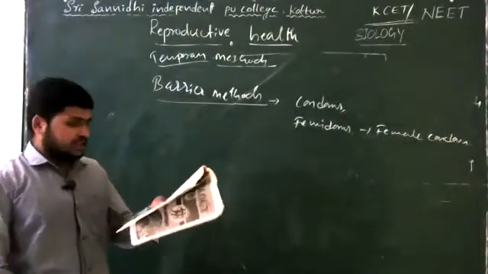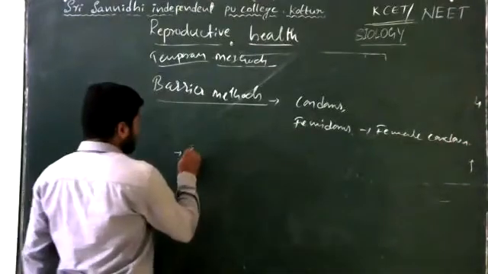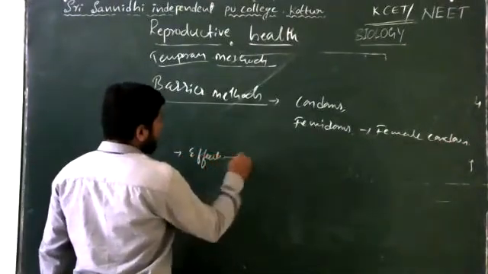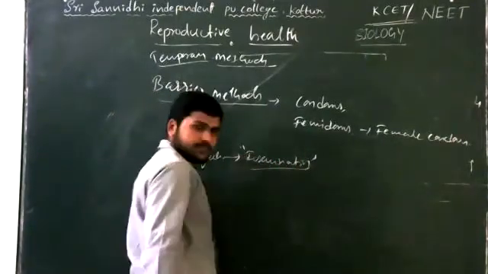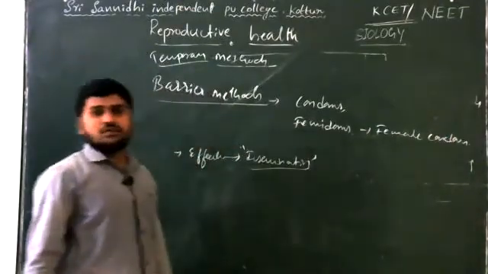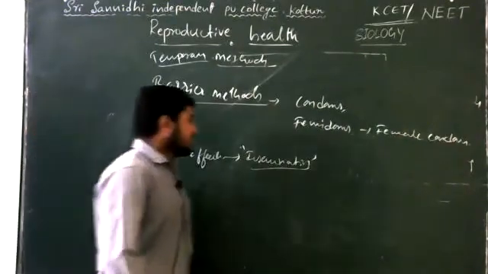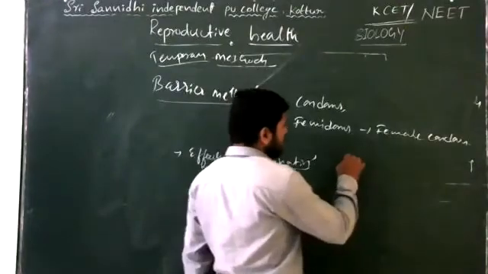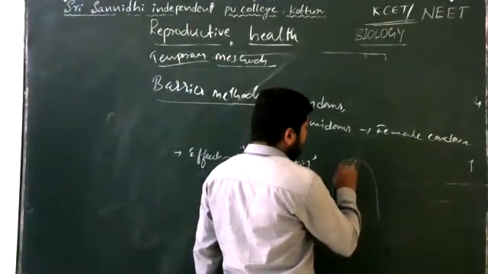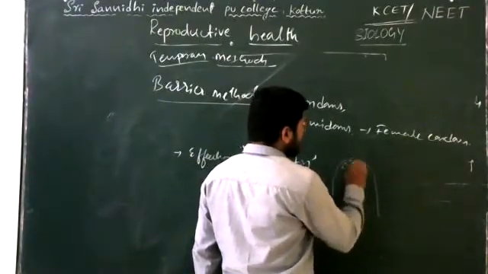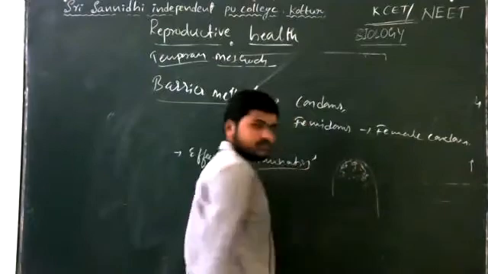What is the reason? The following reasons. These are effective barriers for insemination. Remember, these are effective barriers. What do you mean by insemination? It is the process of transfer of sperm into the female reproductive tract. When insemination occurs, the semen or sperm is present within the barrier, within the condom. There is no release of the semen or sperm into the female uterus or reproductive tract.